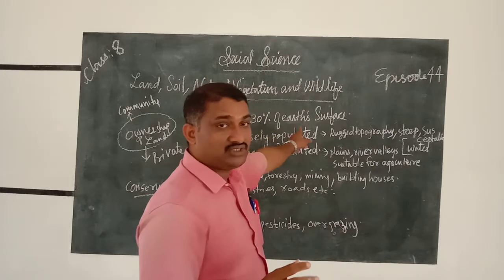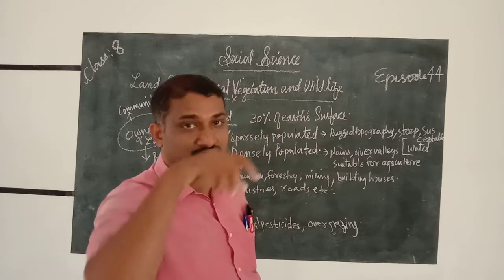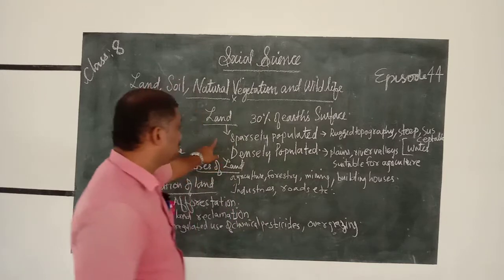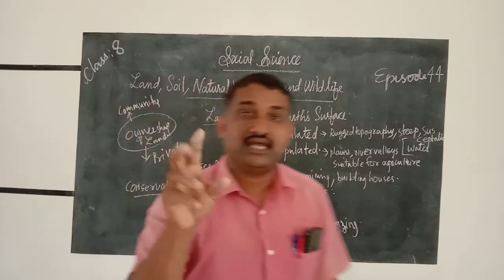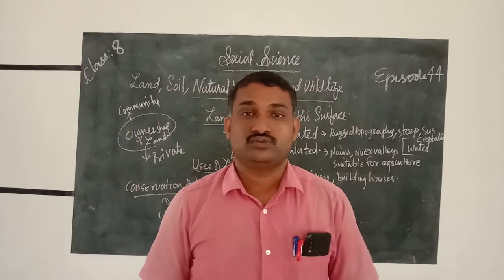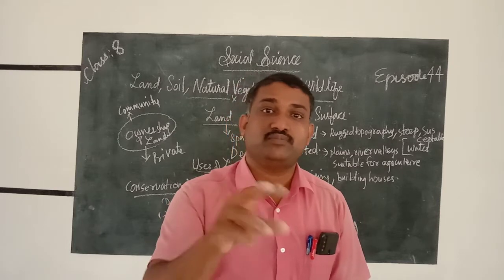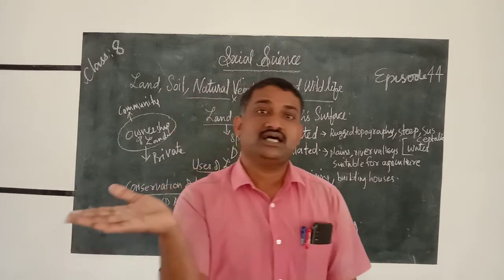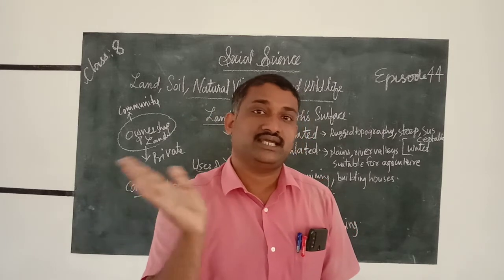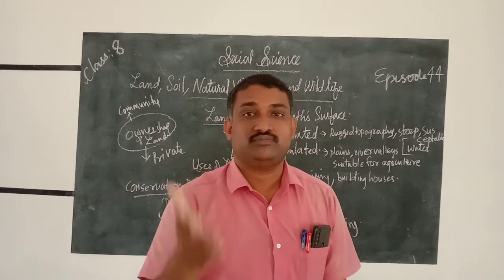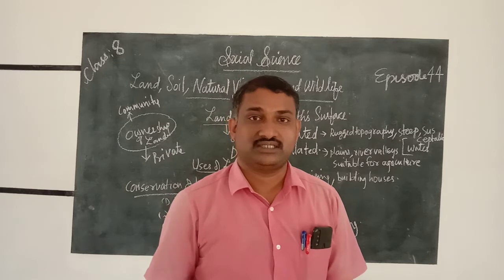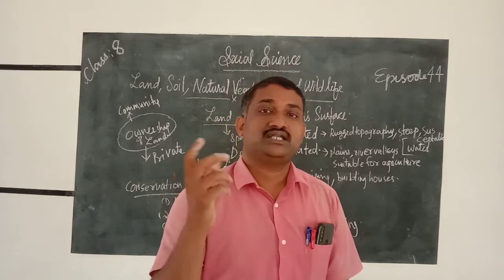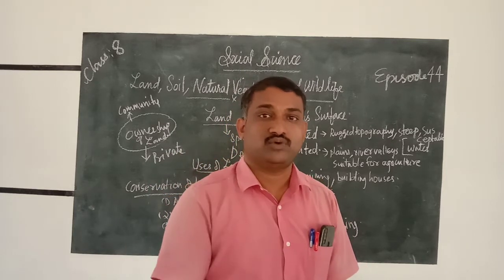That surface that we are all living on is called land. In this land we can divide it into two: the sparsely populated areas and the densely populated areas. An examination may ask: which are the sparsely populated areas? Which are the densely populated areas?